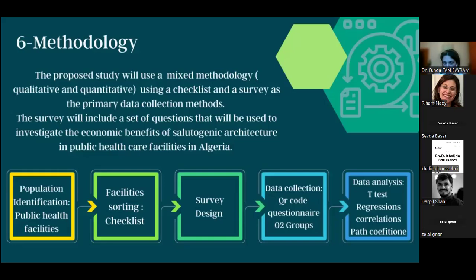Population identification goes to 10% of the total number of healthcare facilities, which gives us 60 public healthcare facilities divided into hospitals, specialized hospitals and university hospitals. Then the facility evaluation uses a checklist with 25 criteria grouped in 5 domains, which are access to natural light, access to nature, positive and healing atmosphere, flexibility and adaptability, and finally connection and community.